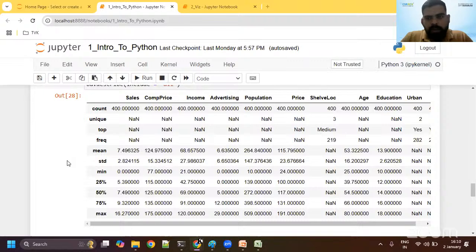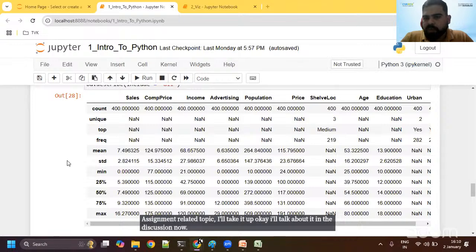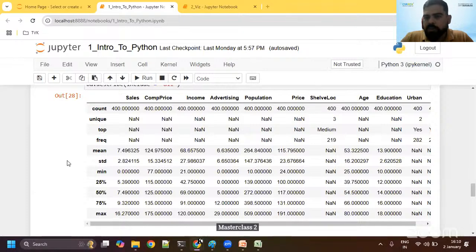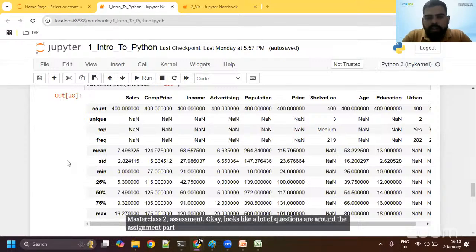Assignment related topic, I'll take it up. I'll talk about it in the discussion now. We do the assignment of masterclass 2 assessment. Looks like a lot of questions are around the assignment part. I think we'll do one thing at the end of the session. We'll quickly take up an idea of how to show the output and analyze things, so that you have an idea.